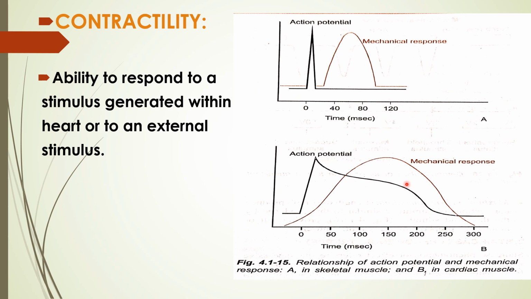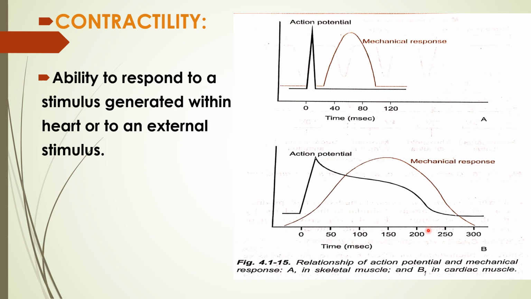So the mechanical response in cardiac muscle fiber begins just after the start of depolarization. Here, after the start of depolarization, the mechanical response starts and lasts for about 1.5 times as long as the action potential. Thus, the mechanical response, which is 300 milliseconds, overlaps the electrical response, which is 200 milliseconds, for the whole period. So the mechanical response overlaps the electrical response over the whole period.